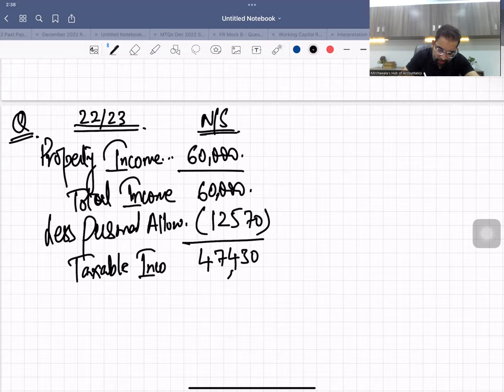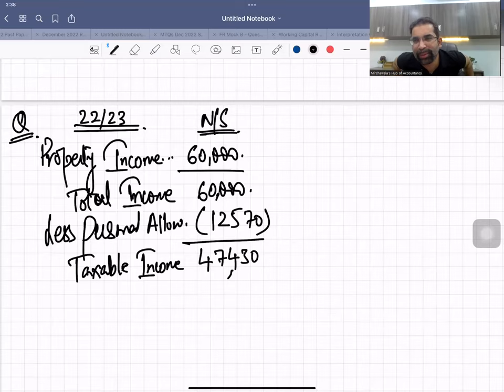Now, listen to me, students. Taxable income is the income on which we'll directly apply the tax rate. There are two definitions of taxable income. First, taxable income is the income on which we'll directly apply the tax rate. Number two, taxable income is the income which comes after deducting personal allowance.